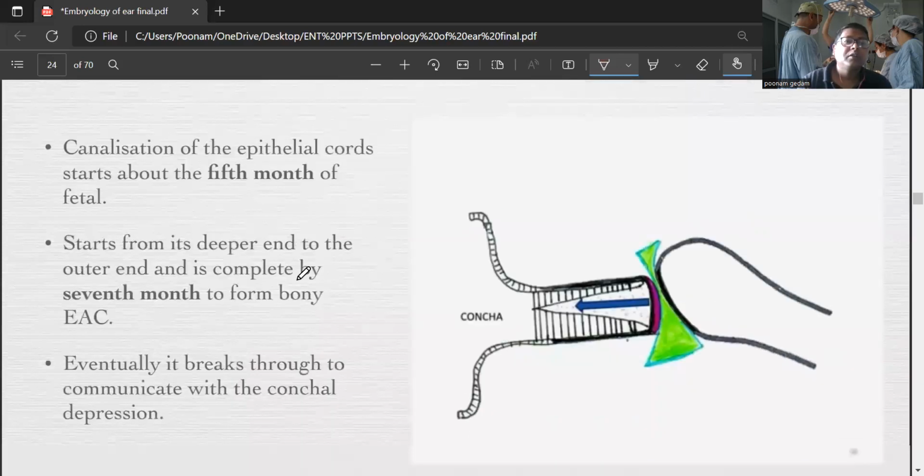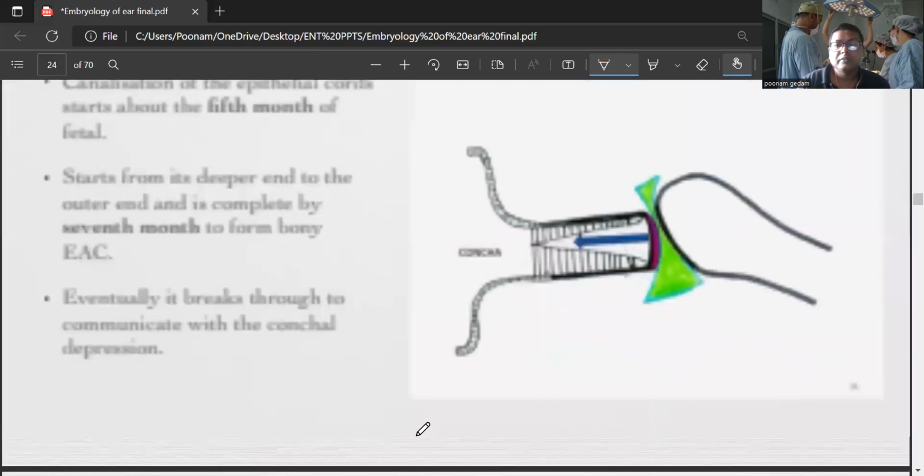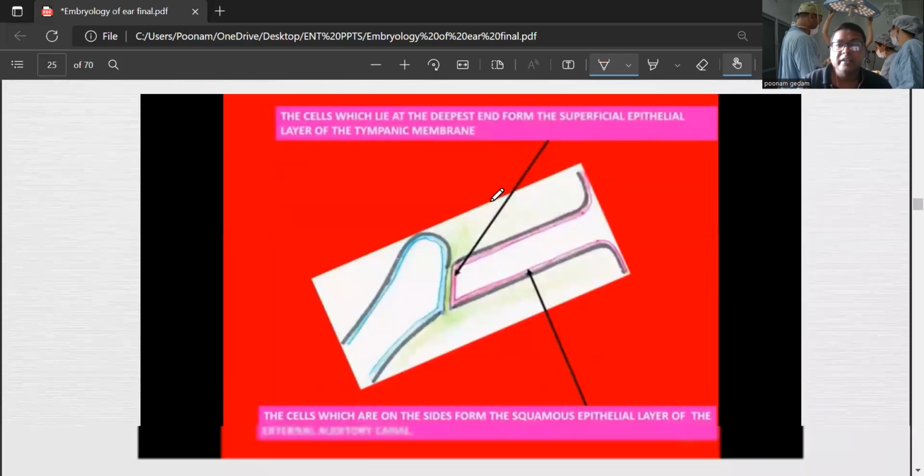So, canalization of the epithelial cord starts in the 5th month of the fetus. It starts from its deeper end to the outer end and is completed by 7 months to form the bony EAC. So, 7 months bony EAC. Eventually, it breaks down to communicate with the conchal depressions. The cells which lie at the deepest form the superficial epithelial layer of the membrane. The cells which are on the sides form the squamous epithelial layer of the external auditory canal.